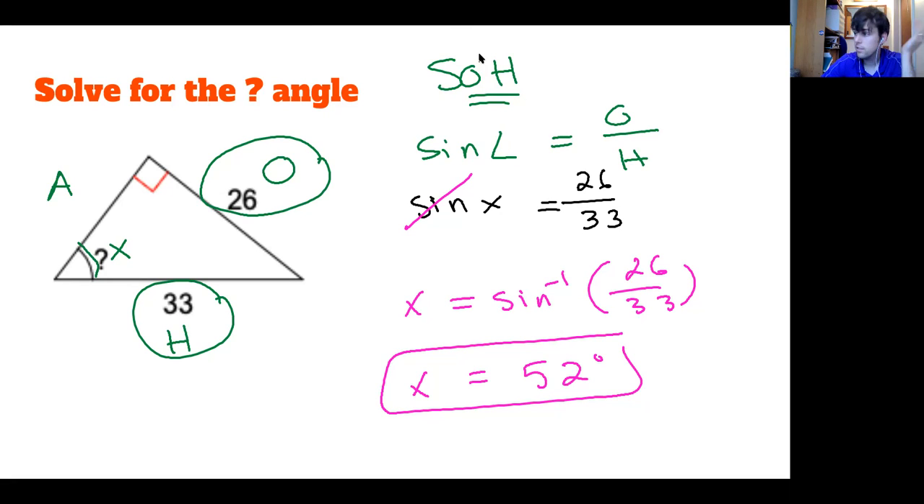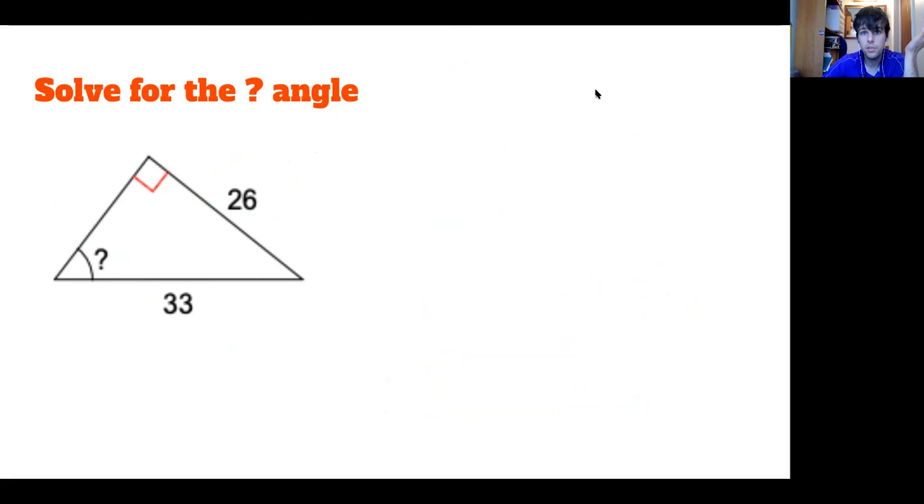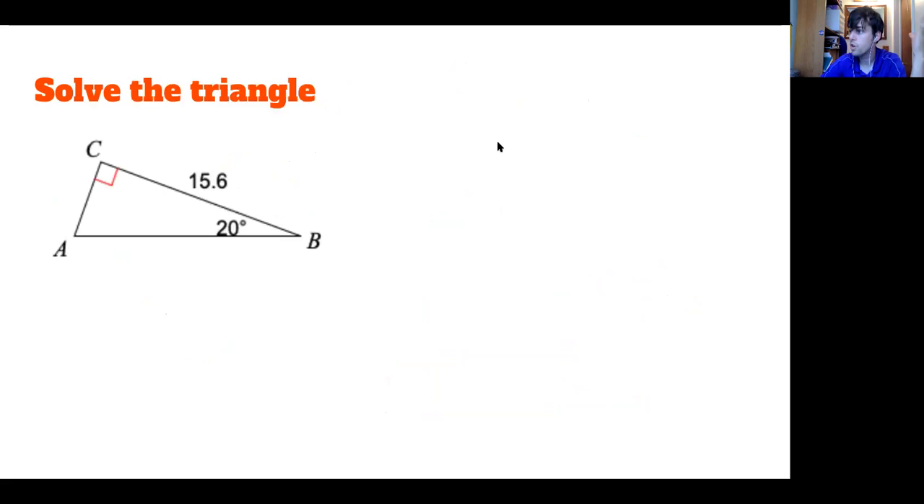All right, and then our last thing here is kind of putting together all of our skills, right? We're solving for the whole triangle. So that means all the sides and all the angles. We're going to end up having kind of two types of these problems. One of them where we're given an angle and a side. That's what we have here. And then another one where we're given two sides. So I'm going to go ahead and go through this.